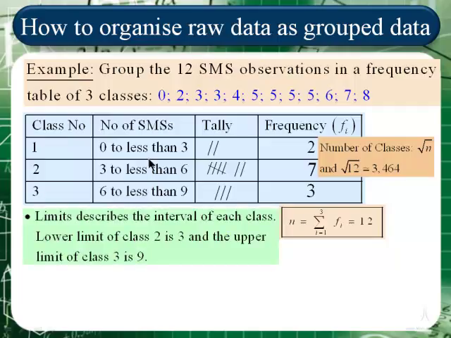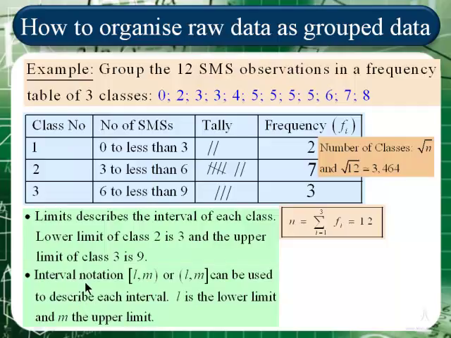So in this particular column here, we describe the intervals. To each interval you must attach a limit. The limits describe the interval of each class. There is a lower limit and an upper limit. For instance, the lower limit of class 2 is 3, while the upper limit of class 3 is 9.